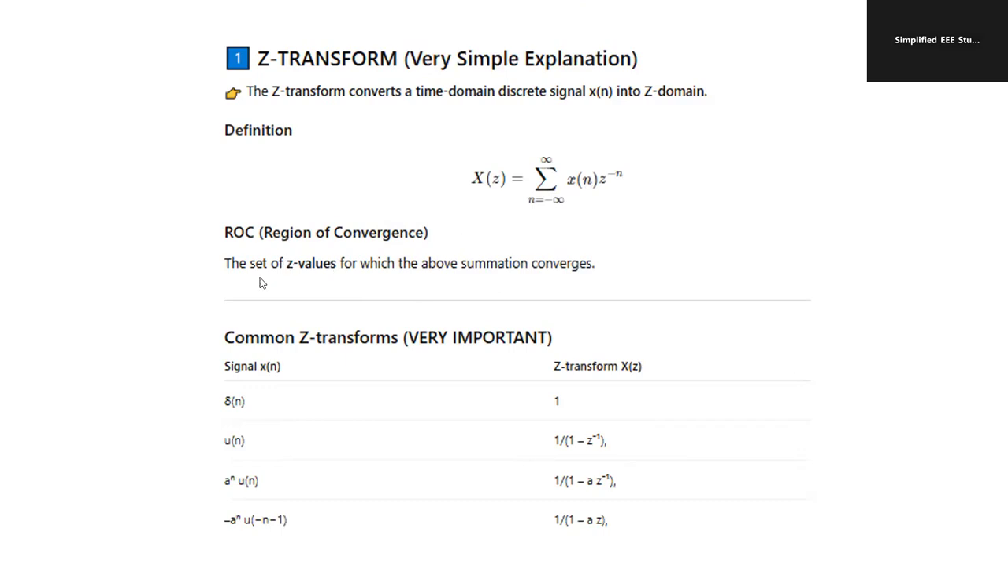What is region of convergence? The set of Z values for which the above summation converges is known as the region of convergence. Remember the definition. Common Z transforms are very important from your exam point of view.